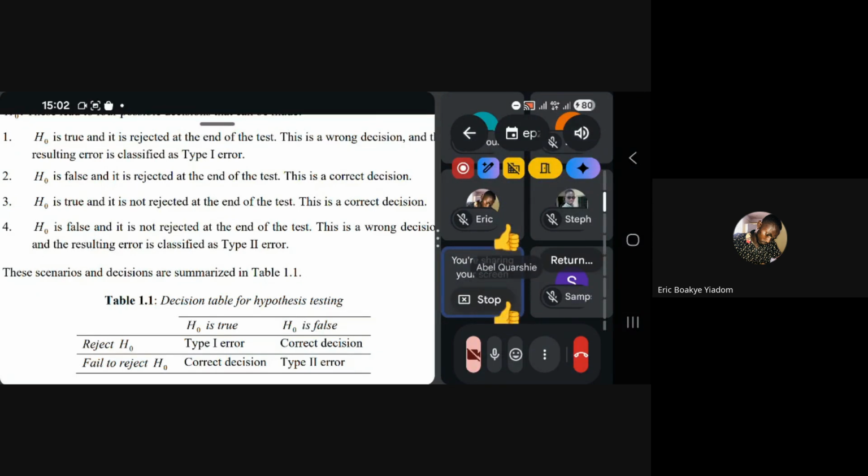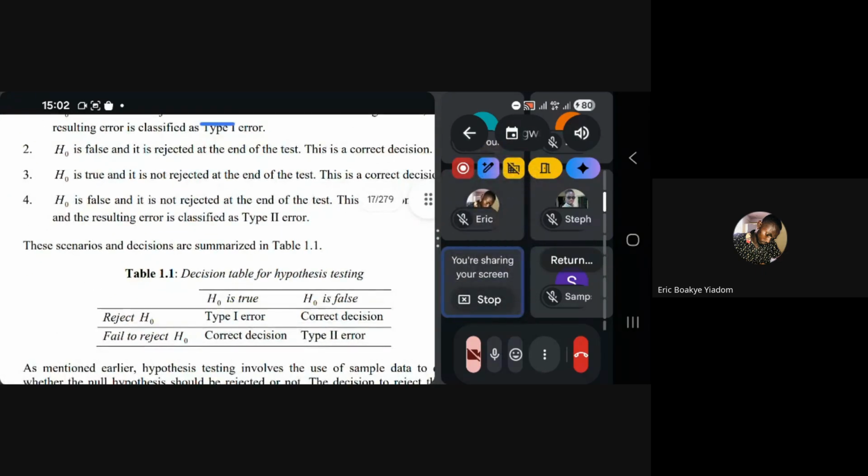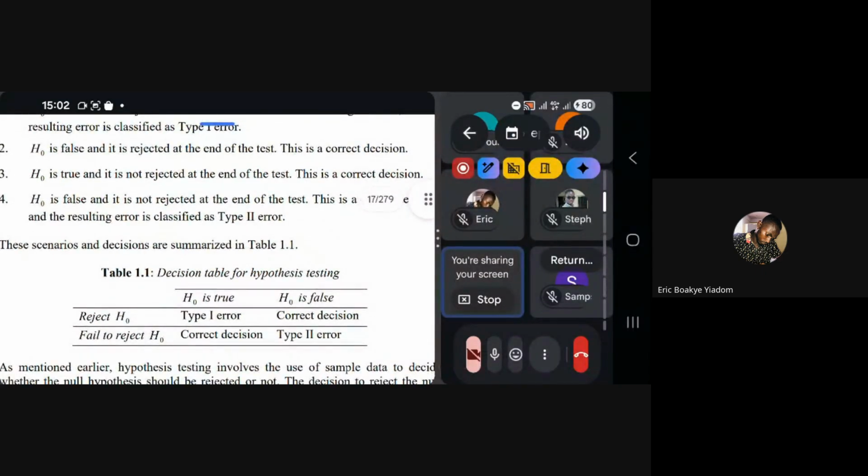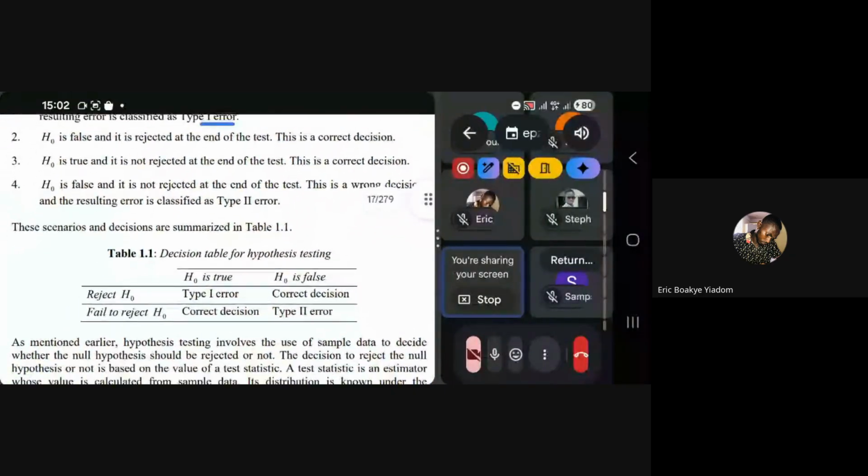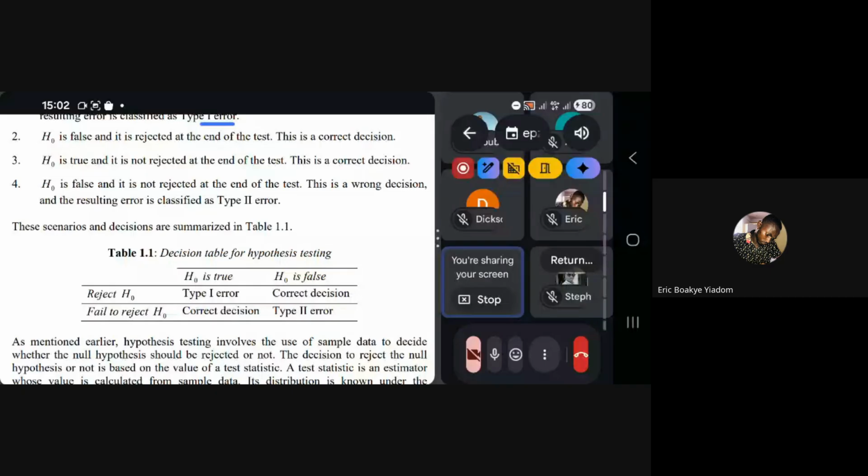Then the type 2 error says that when the null is false and it is not rejected at the end of the test, there is a wrong decision. And this is what we call the type 2 error. The null is false, but you did not reject it. So instead of rejecting it, you failed to reject it. You accepted the null, meanwhile you are supposed to reject it. We call it type 2 error.